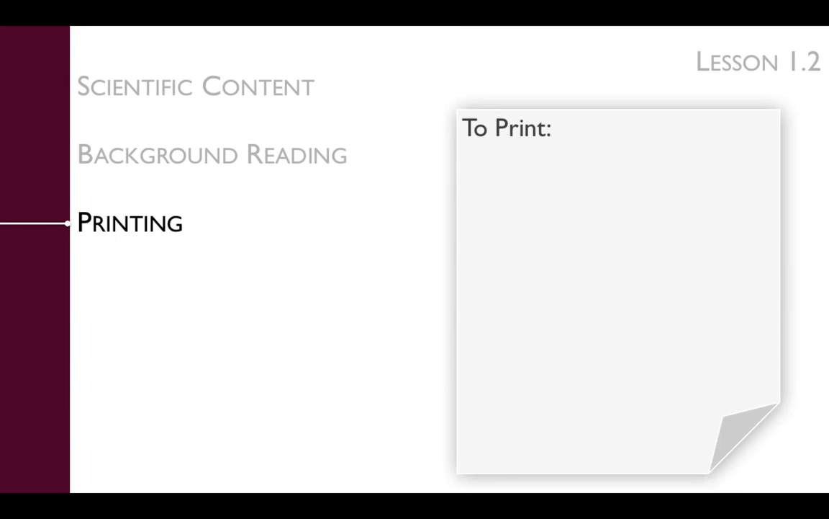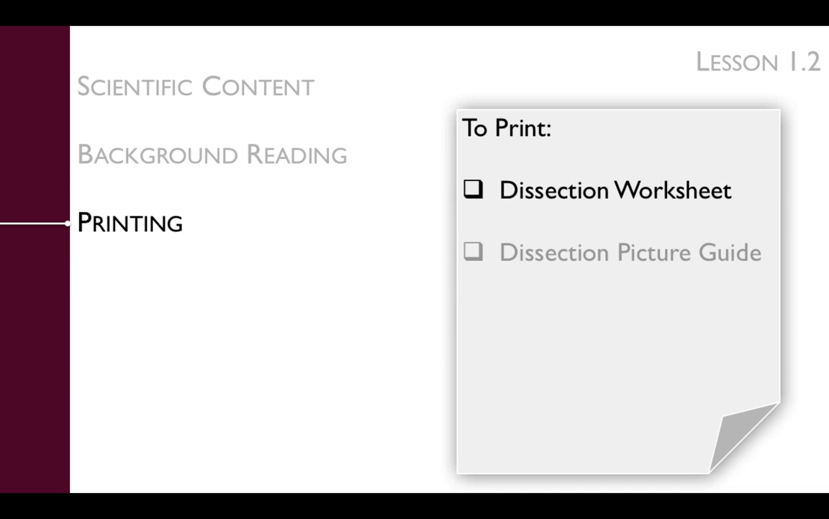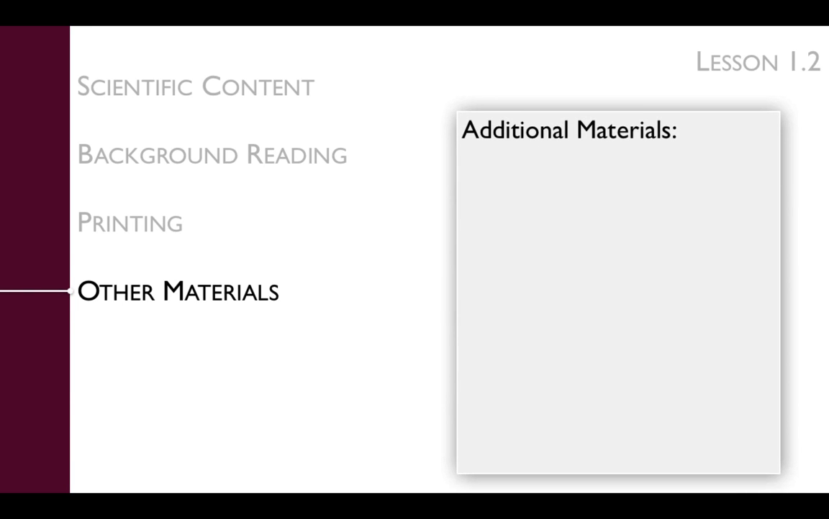You'll also need to be sure to print the dissection worksheet and dissection picture guide. You might find it useful to laminate or put these picture guides in sheet protectors to protect them during the lab, which will allow you to more easily reuse them in future years, as well as homework worksheets for your students. This lesson also requires additional materials, including sheep brains.